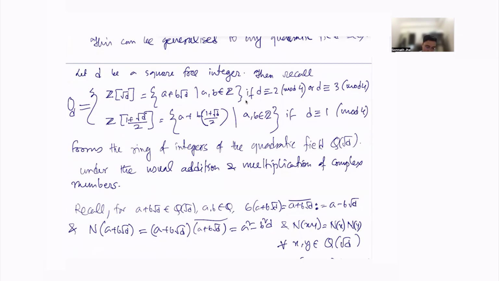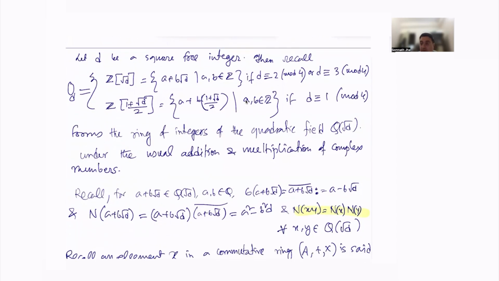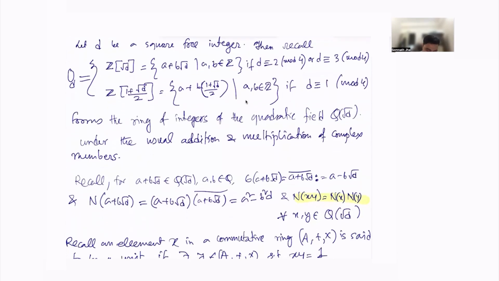And the norm of a plus b root D is (a plus b root D) times (a plus b root D) bar, which is a squared minus b squared D. And we know that the norm of xy is equal to the norm of x times the norm of y, for all x, y in Q(root D).